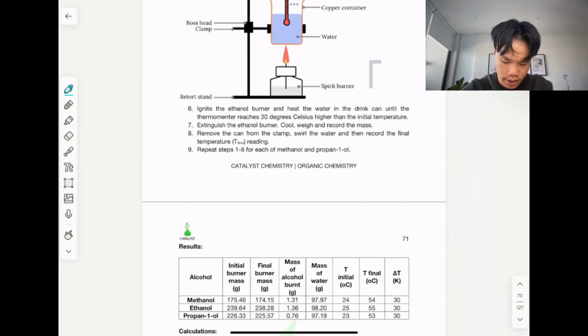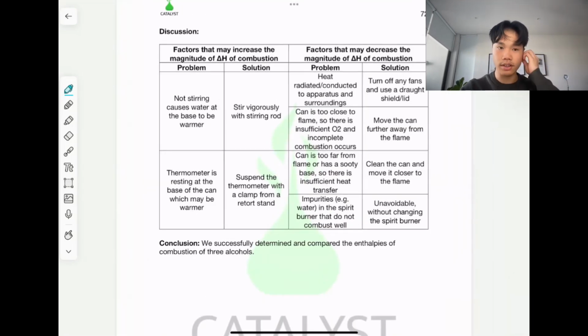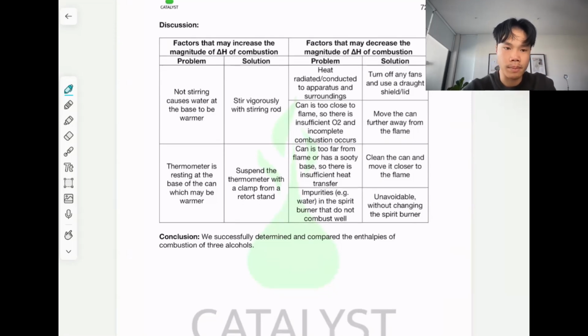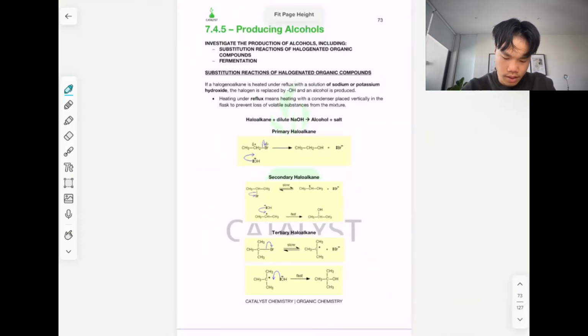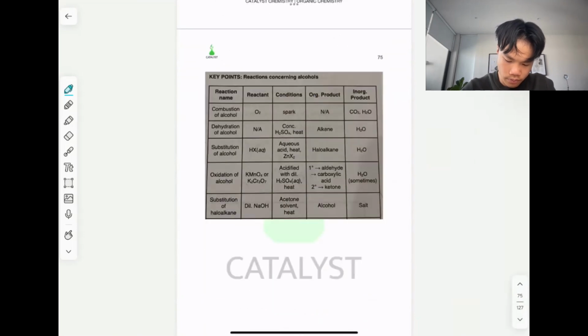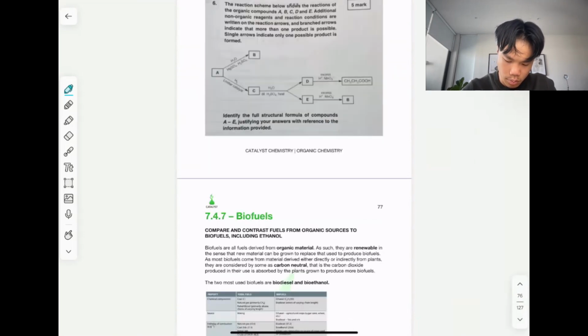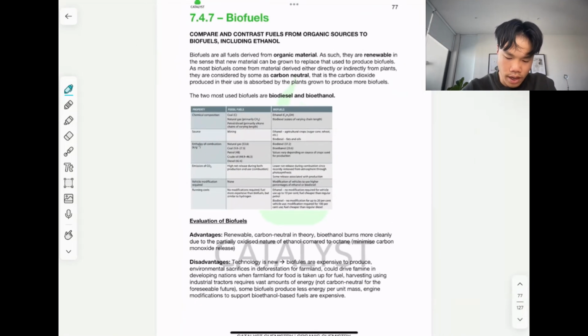Quick description of the prac and some factors that can affect the delta H, which cause error in your experiment. So you should be able to discuss these as you go along. Cool, we've talked about these as well. Production, fermentation, quick summary of the reactions and pathways to practice. Biofuels. So you should have a response prepared for comparing and contrasting fuels from organic sources to biofuels. Something prepared there already.